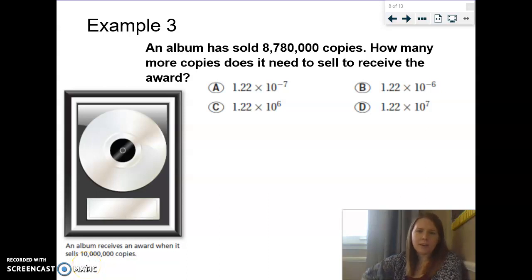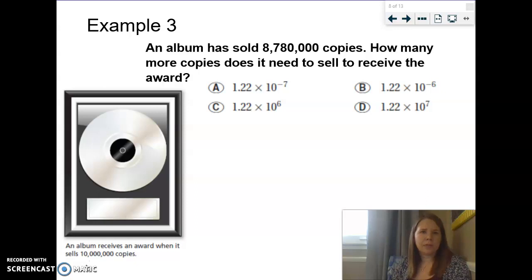Welcome back. We are on lesson 10.6. We are on part 2. Make sure you've read part 1. We're going on to our last 2 examples here, still talking about your scientific notation.